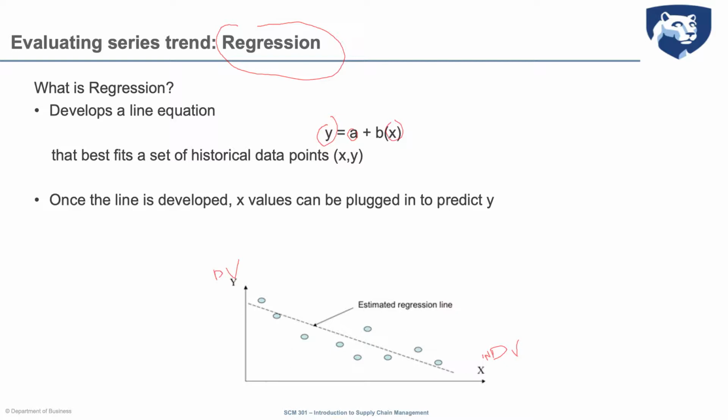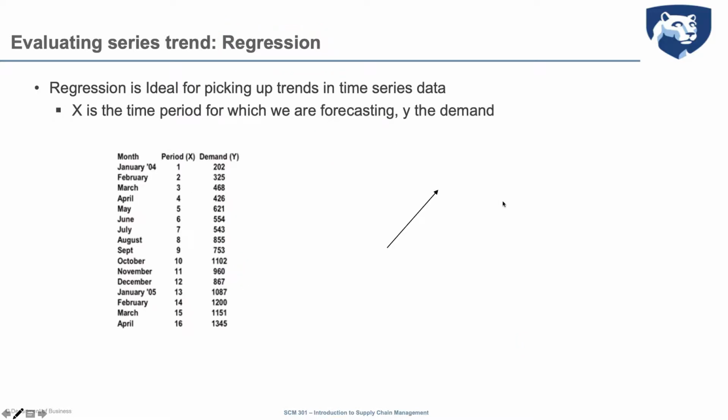We have recorded some values of x and y over time, and we want to calculate the estimated regression line that best interpolates these points, these observations that we have made during a specific amount of time. So once the line is developed, the x values can be plugged in to predict y, which is exactly what happened in the case of our demand.